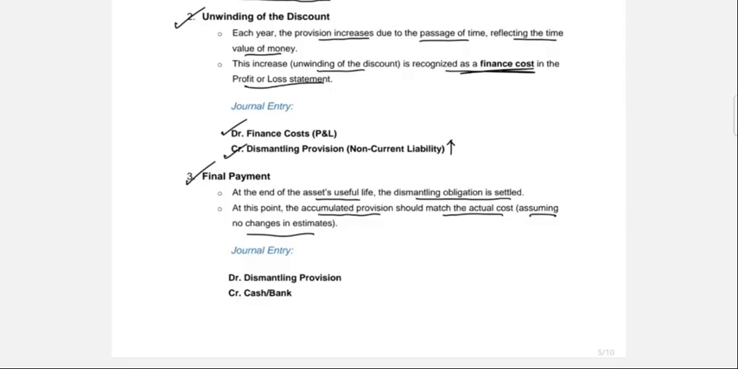But at the end of the asset's useful life, the provision must be equal to the actual cost of dismantling or restoration. And therefore, you will pass the journal entry as debit dismantling provision because now you're removing that liability. It's no longer existing because you are now settling that liability, and you will credit cash or bank because there is a cash outflow to settle that liability.